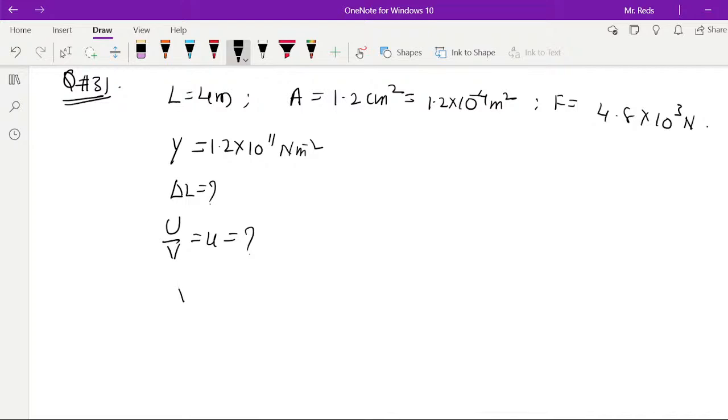We know that Young's modulus Y is equal to FL by A into delta L. So from this you can say delta L is equal to, by taking this here and bringing Y here, delta L is equal to FL by A into Y.